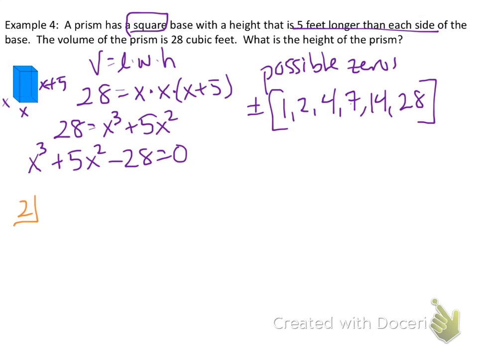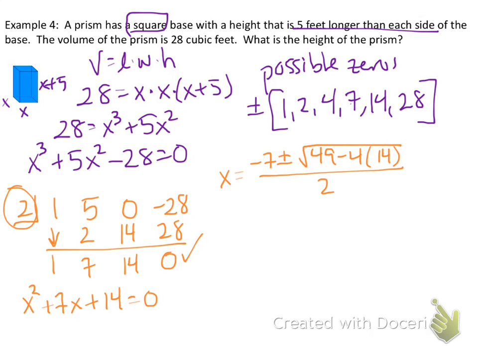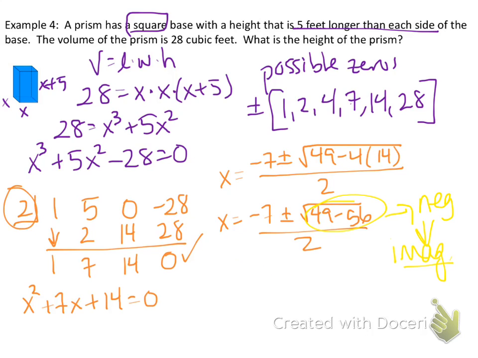With my graphing calculator, I can see that it crosses at 2, so I'm going to synthetically divide 2. Make sure that you realize that you need that placeholder for your x term. Otherwise, even though you see that it crosses at 2, if you don't have that placeholder, this wouldn't work out right. Doing my synthetic division, I get that 2 is in fact a 0 because I get a 0 as a final result. My quadratic then, since I started with an x cubed, is going to be x squared plus 7x plus 14. If I were to use the quadratic formula, I see that I get a negative inside the radical, which means there's going to be imaginary solutions.